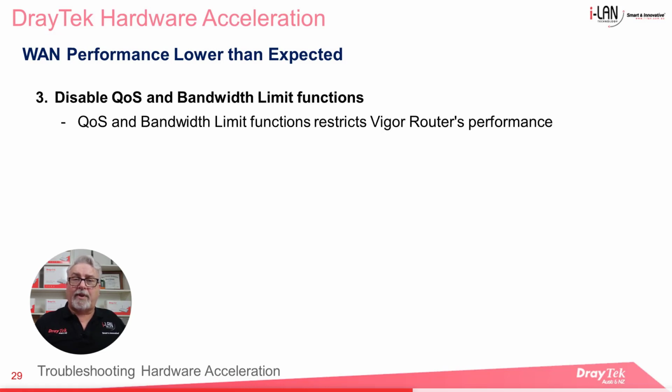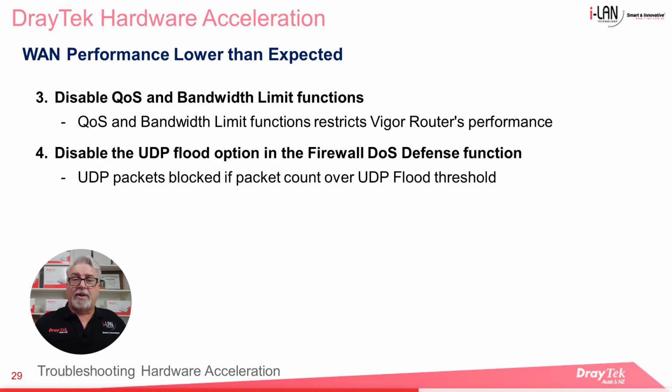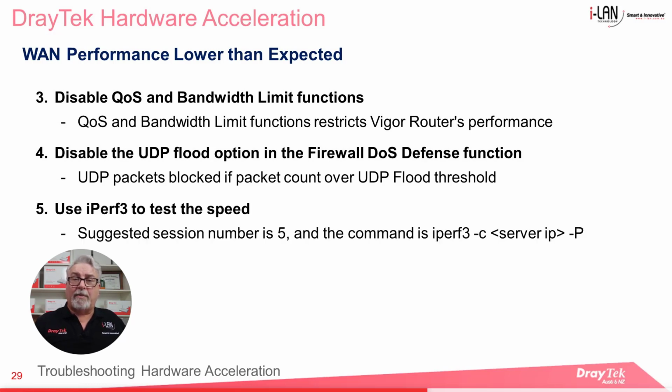Quality of service and bandwidth limit functions will restrict the router's performance and can affect the router throughput. So try disabling quality of service and bandwidth limit functions and check if the speed improves. Similarly, the UDP flood option may block UDP packets if the packet rate goes over the UDP flood threshold. You can try disabling the UDP flood option in the firewall DOS defense function and check if there is an improvement. You can also use iPerf to test the WAN performance through the router in a lab environment if you want to run a test independent of an internet connection. You can use the suggested session number as well as a single session to gauge performance.